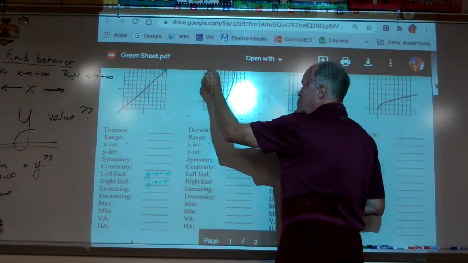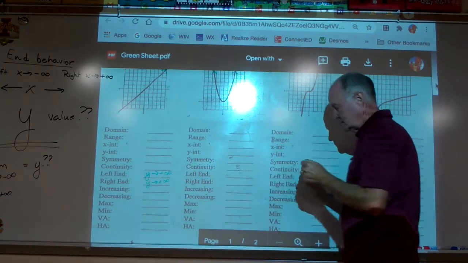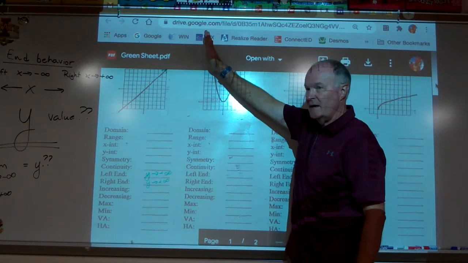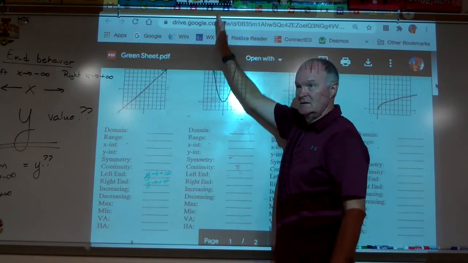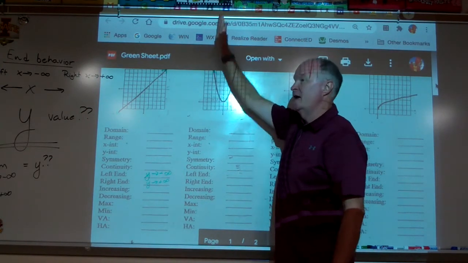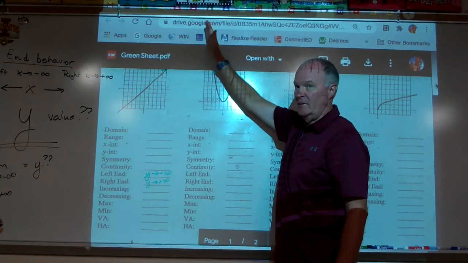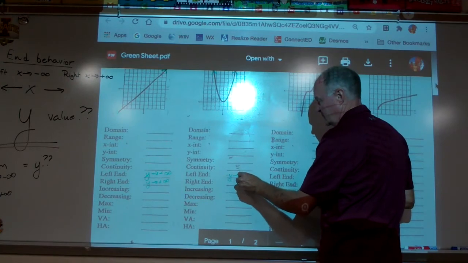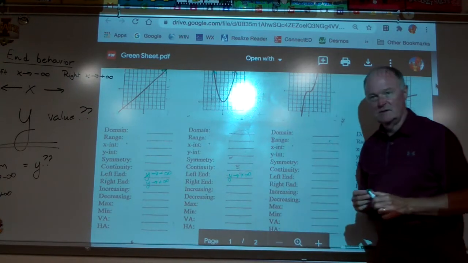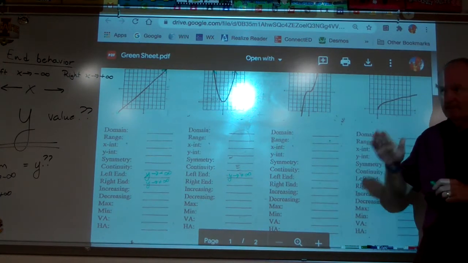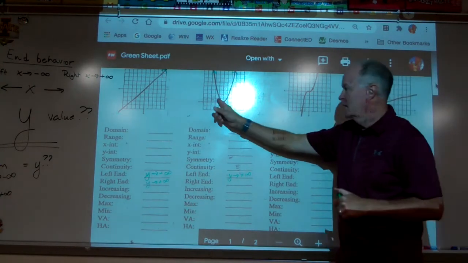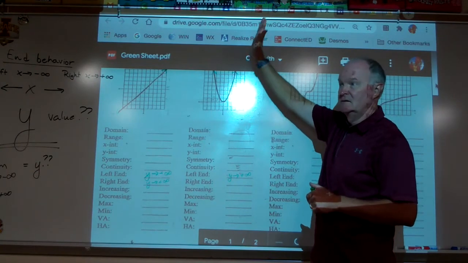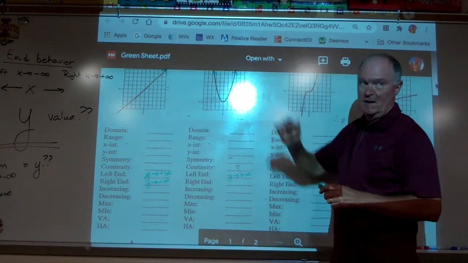When we get to the x squared, as I go all the way to the left, this one keeps on climbing and hits an arrow that's going up, so the y value is going to positive infinity. So the left end, the y value is going to positive infinity. When I go all the way to the right end, the y value is also going to positive infinity.